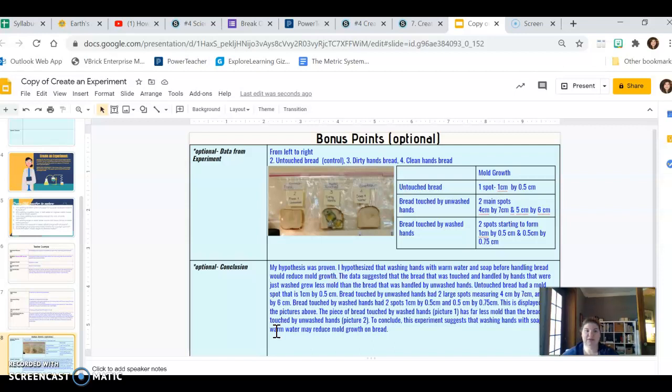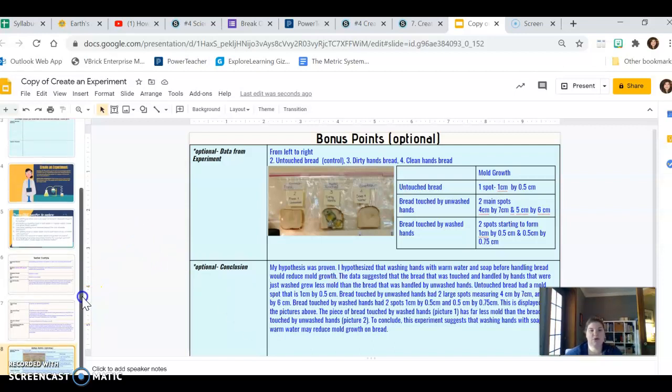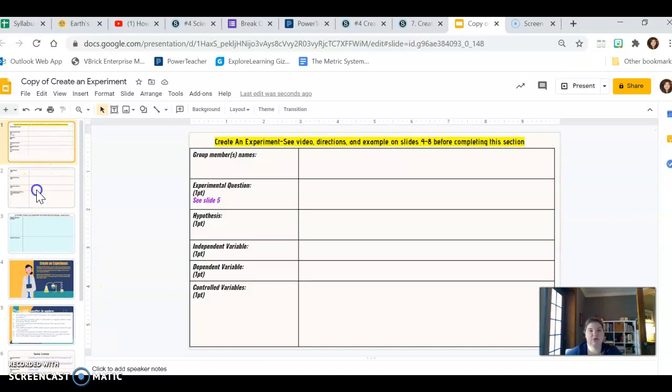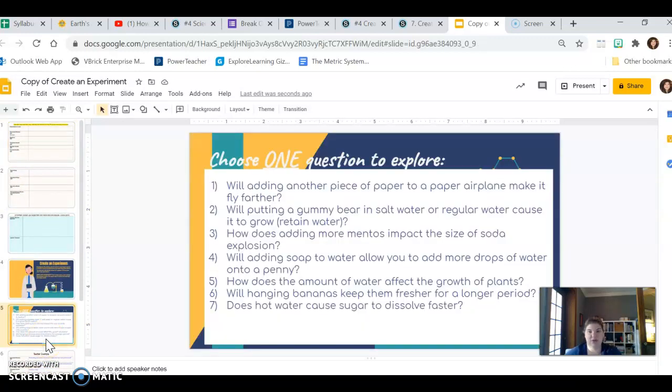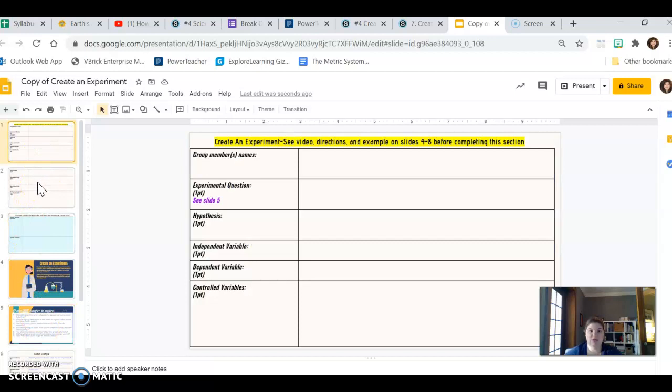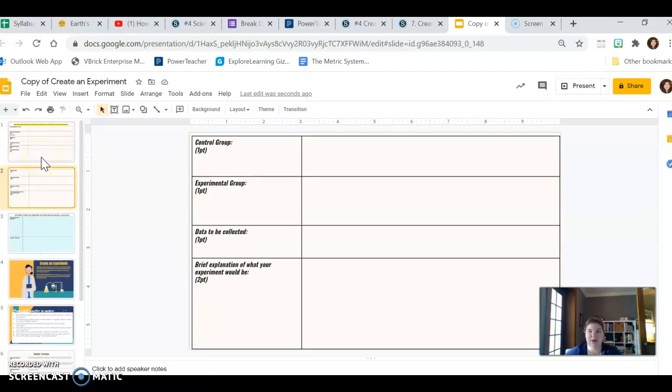So this is the assignment. The only required portions, again, are these first 2 slides. You have the option of choosing one of the questions that is given, or coming up with your own and running it by your teacher, and then designing your own experiment, defining the variables, explaining how it would take place.